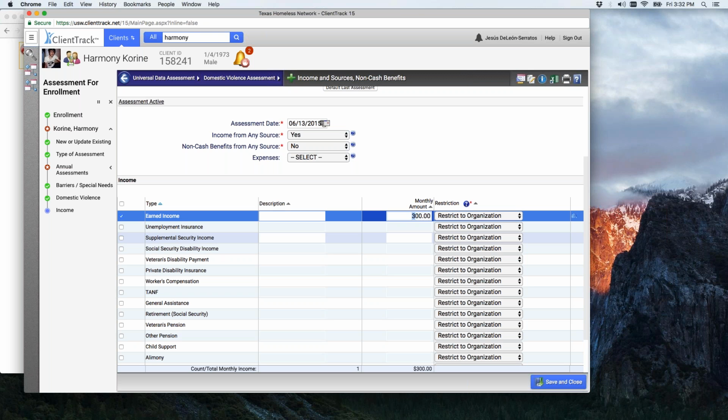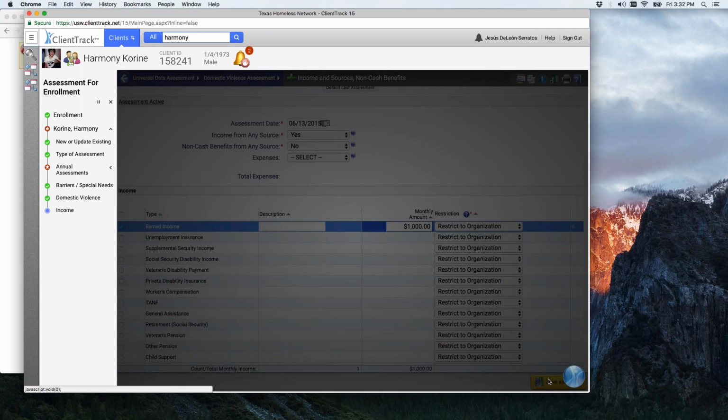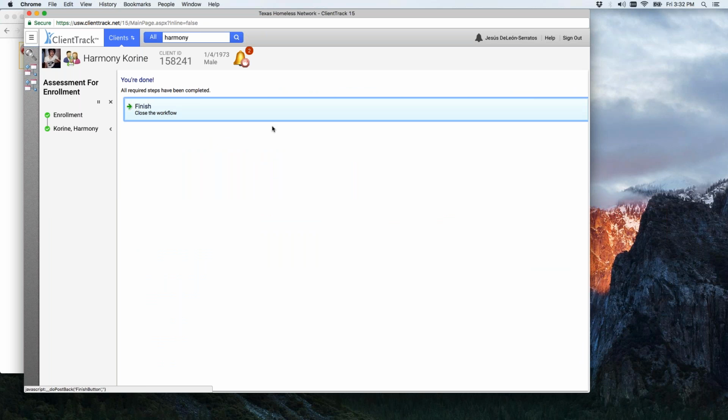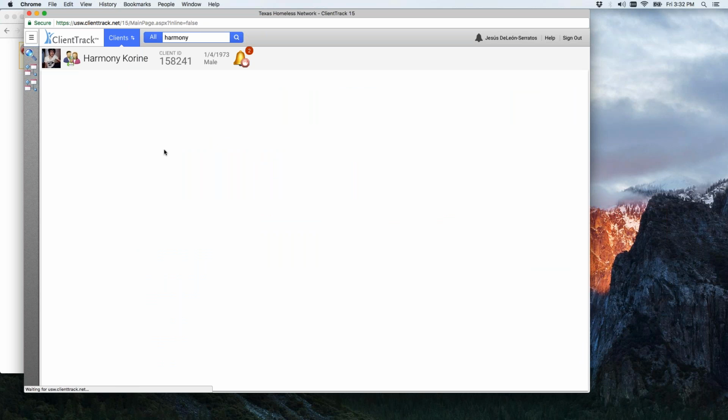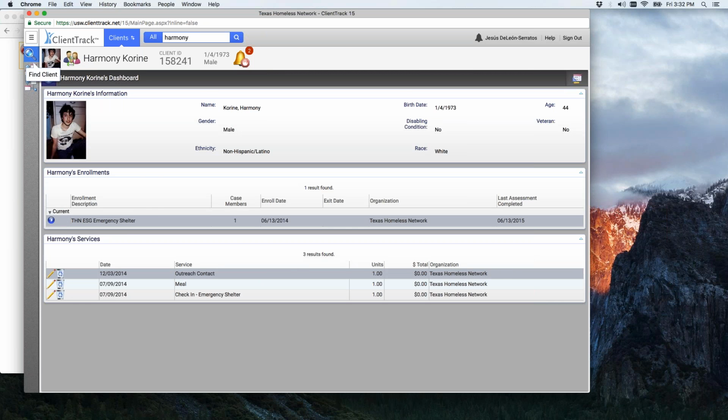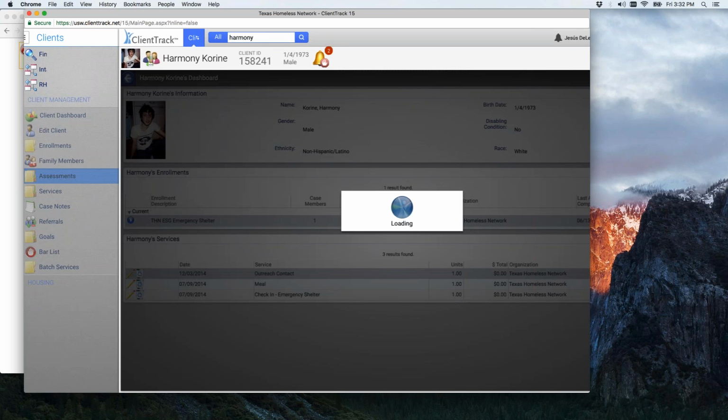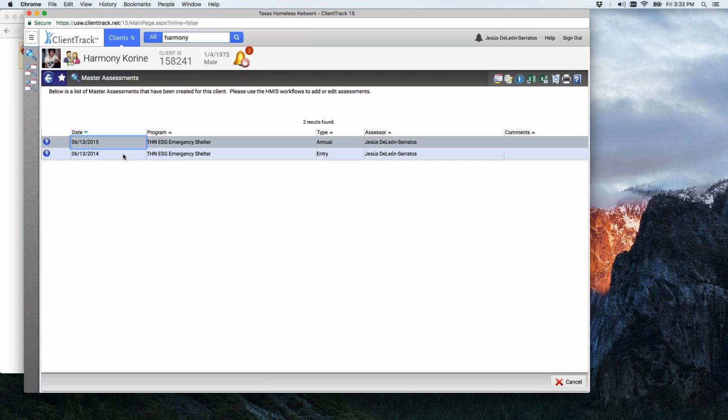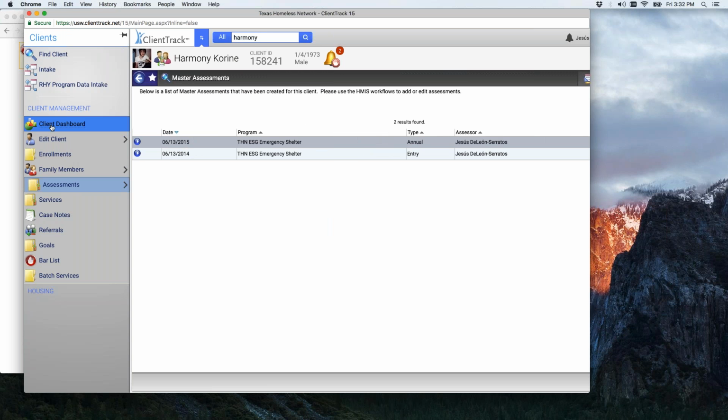Now he's receiving 1,000 because he got a raise. And we're gonna save that. Great, we have that assessment. If I go back to my assessments, see I have 1 and 2 assessments now, but still, I still need assessments for this year, or actually last year in this case. So I'm gonna do one more.